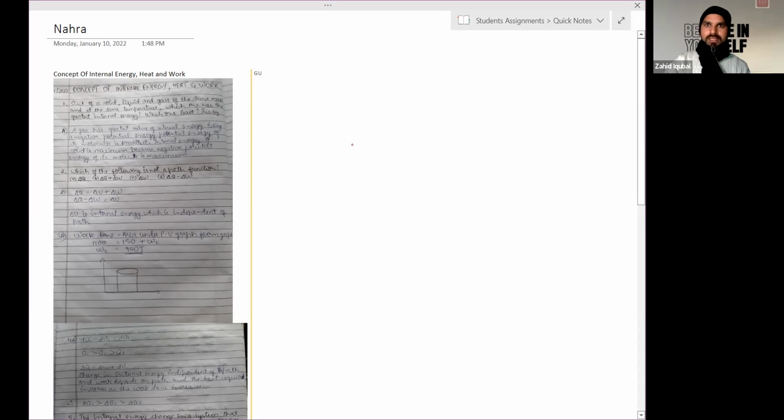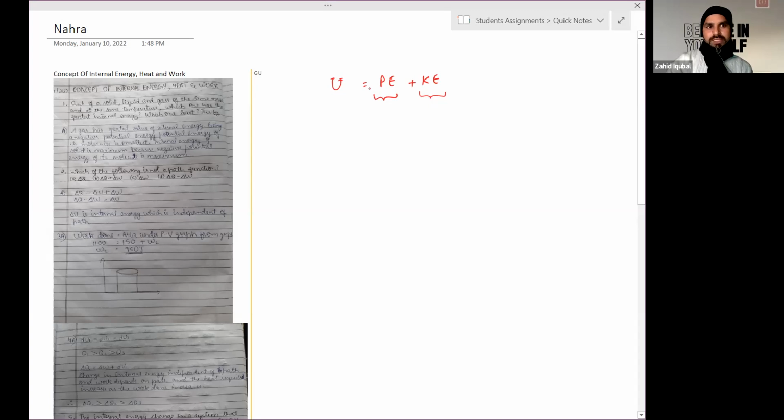So I will define internal energy in the context of real gas and ideal gas. Let's say real gas: total internal energy depends upon two factors. First is potential energy and second is kinetic energy. Potential energy is based on the interaction between particles, and if the interaction between particles is attractive, it will be negative. Kinetic energy is based on temperature. The sum of these two energies is called internal energy.